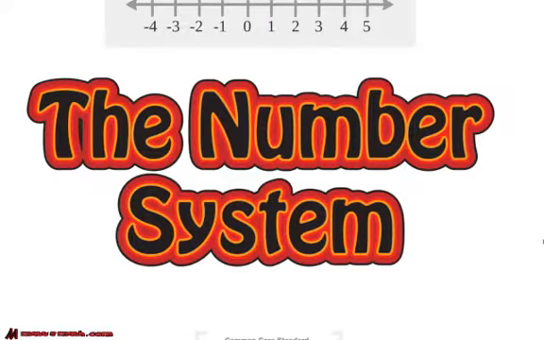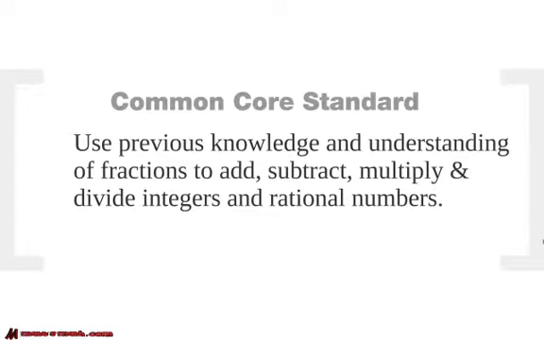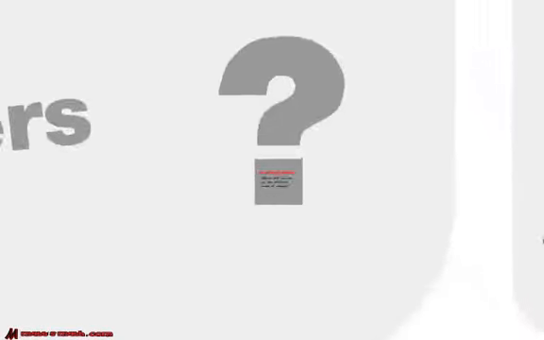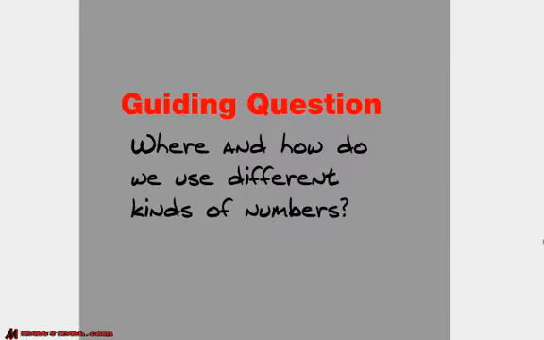We're in the Common Core Math standard of the number system, and we're going to be dealing with knowledge and understanding of fractions, adding and subtracting, multiplying and dividing them eventually, and with rational numbers. Let's do it. Our guiding question today is: where and how do we use different kinds of numbers, and especially rational numbers? Where do rational numbers come into play in real life?